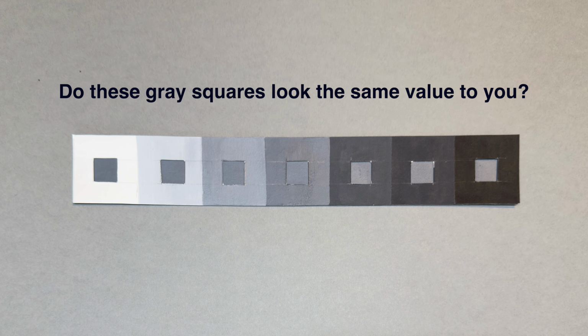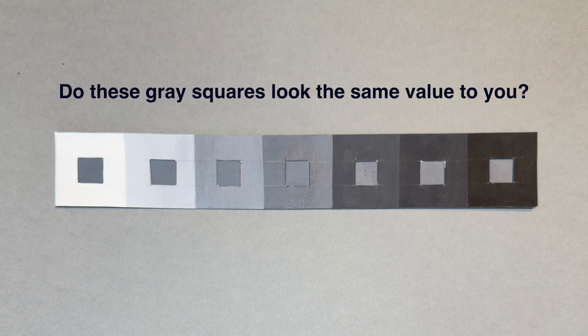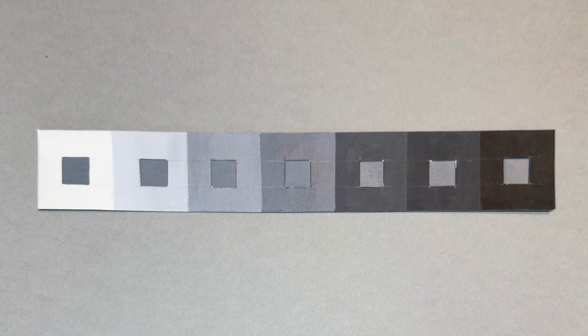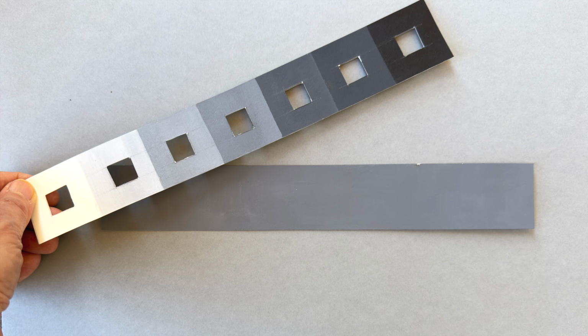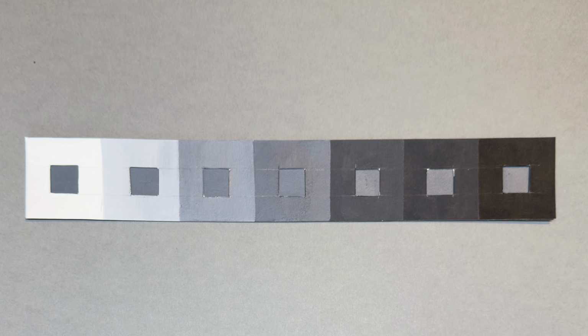This is a classic example of simultaneous contrast, showing that we perceive value in relation to its surroundings. A mid-gray square can appear darker against a lighter background, and lighter against a dark background, even though its actual value remains the same. By adjusting surrounding values, you can influence how a tone is perceived, creating depth, emphasis, and mood.